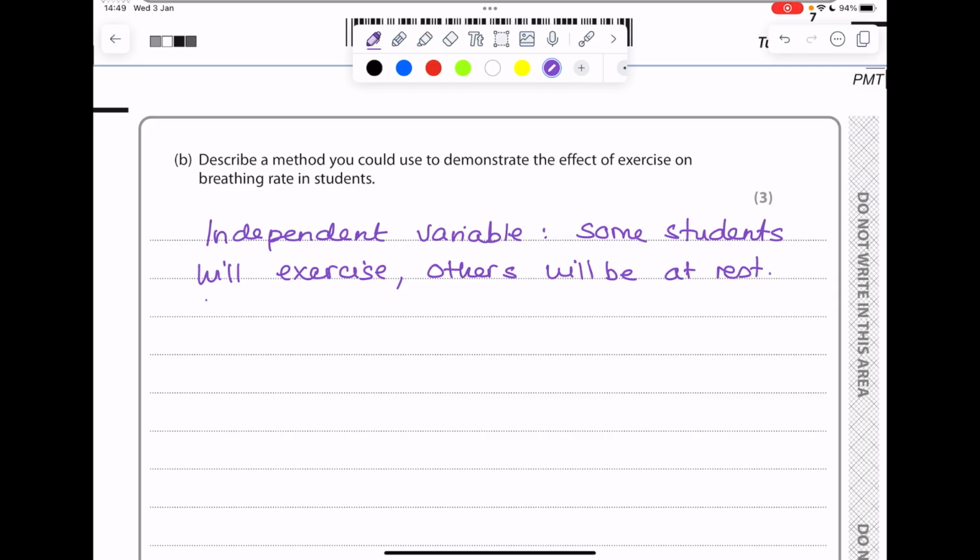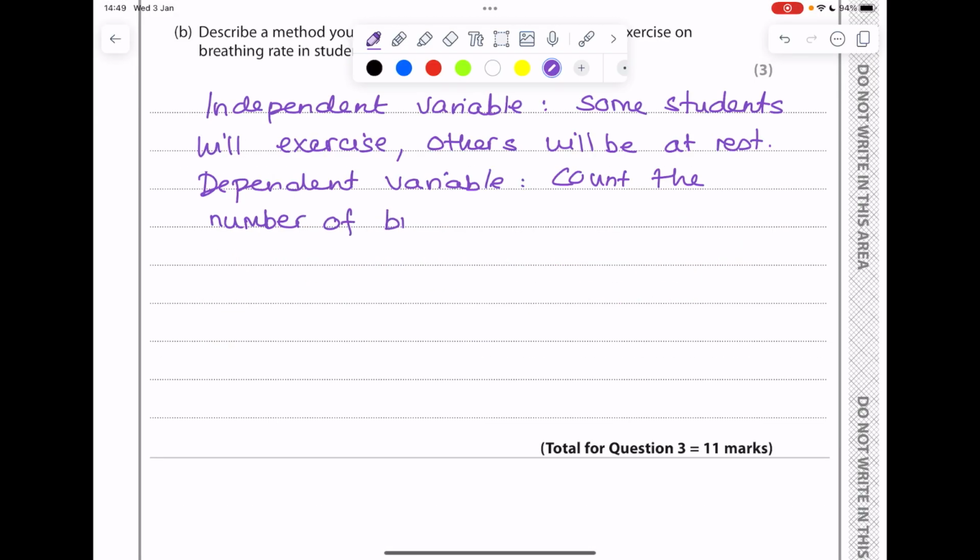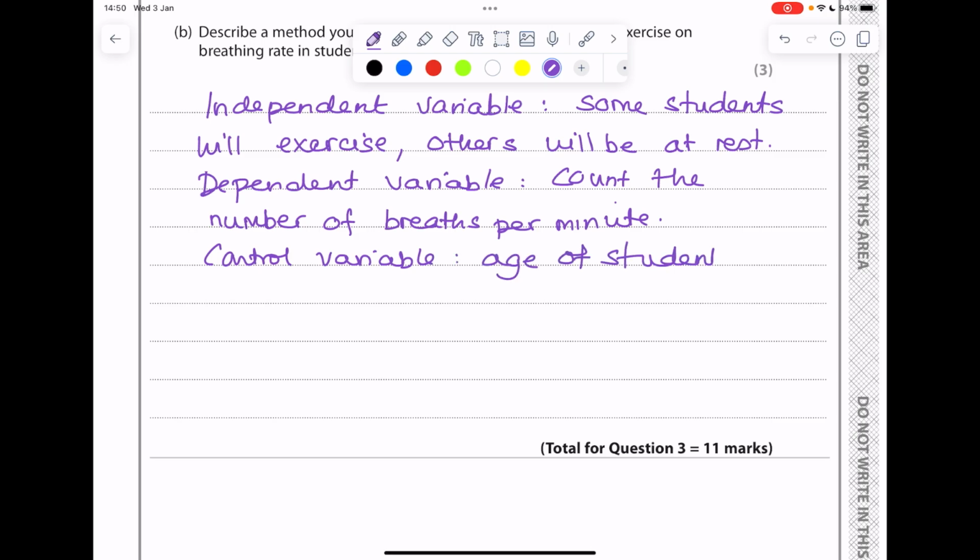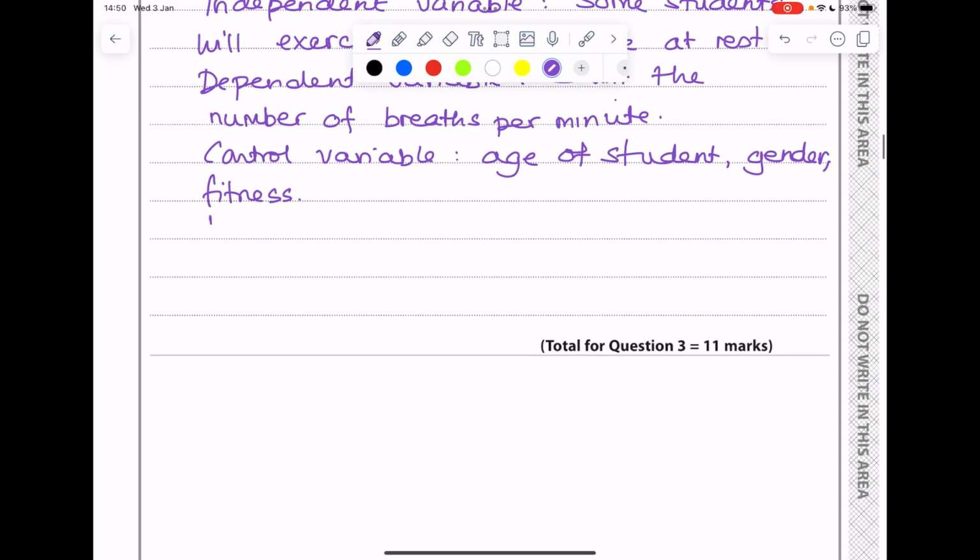What will our dependent variable be? So what are we measuring? Count the number of breaths per minute. What about our control variables? What are we keeping the same? Age of student, gender, fitness. And then, as always, repeat and calculate an average.